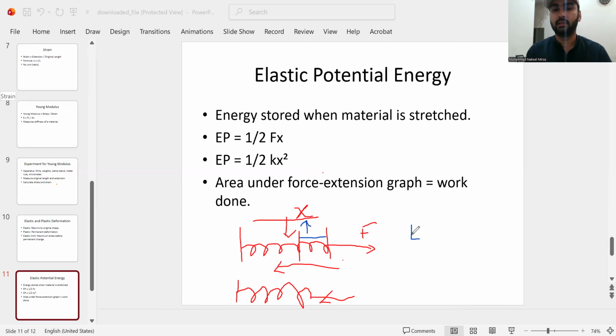We know that the formula of elastic potential is, if we find out the elastic potential of any body, we take this formula: elastic potential is equal to half force times x, and we know that F is equal to kx. Put values, 1 over 2 becomes kx square.